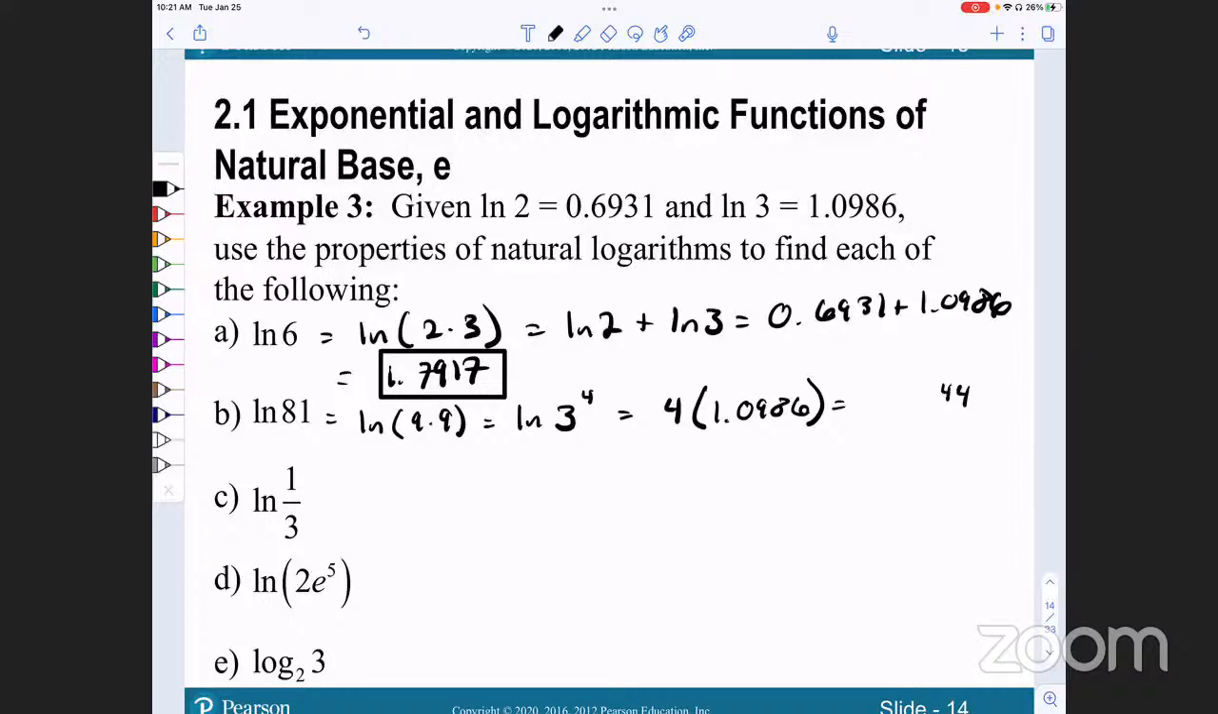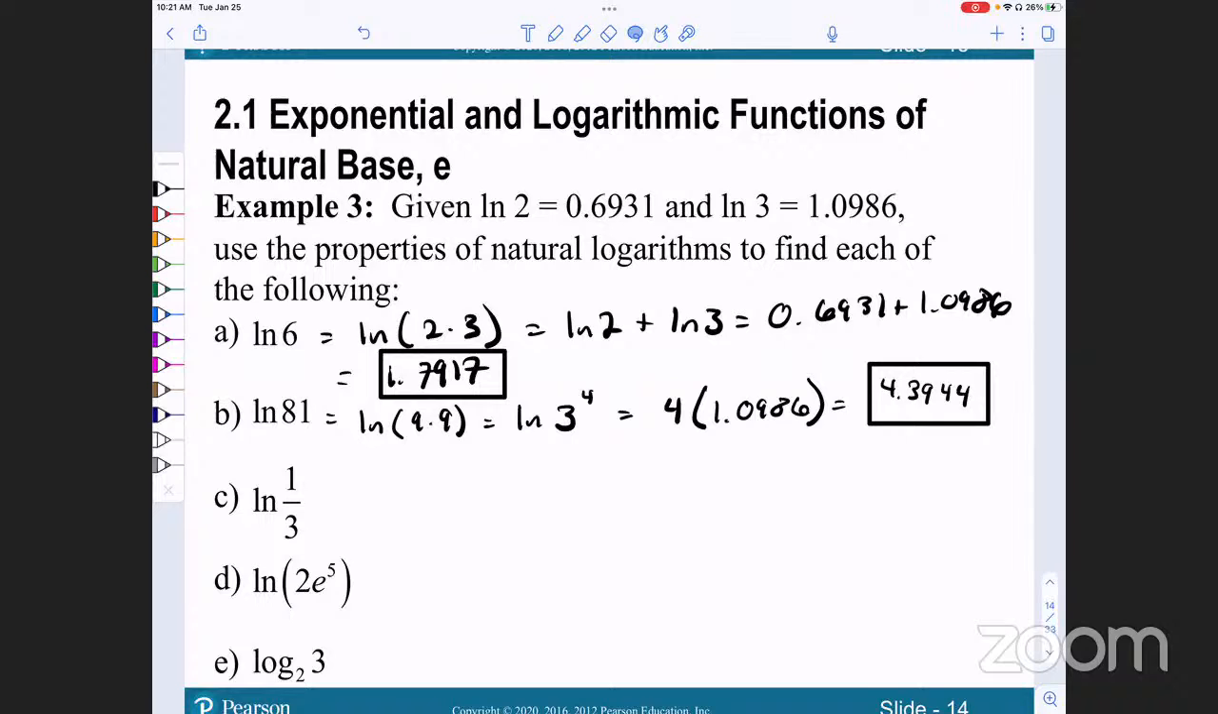32, 4 carried to 3, 36, 9 carried to 3. It's 4 times 1.0986, which is 4.3944. Okay.